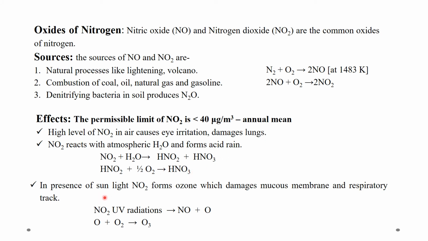In presence of sunlight, NO2 forms ozone which damages mucous membrane and the respiratory tract. NO2 in the presence of sunlight will absorb UV radiations and convert into nitric oxide. This nitric oxide, reacting with the oxygen molecule, gives ozone. On the surface of Earth, there is a high concentration of ozone. It damages mucous membrane and the respiratory tract.